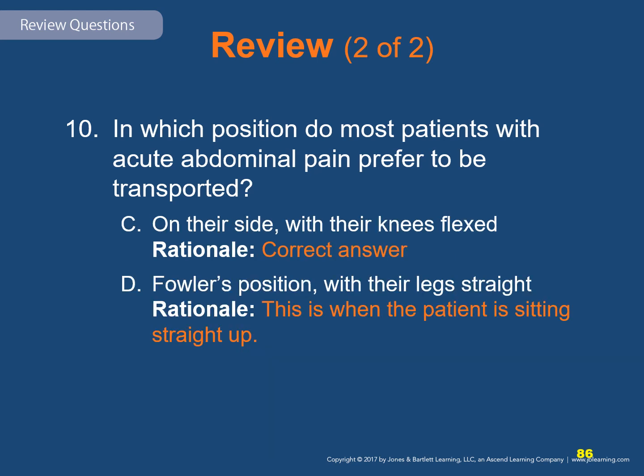C, on their side with their knees flexed. This is the correct answer, and invariably, unconsciously, they will draw themselves into this position already. And D, Fowler's position with their legs straight. This is when the patient is sitting straight up and is most often not the most comfortable position for them to be in.